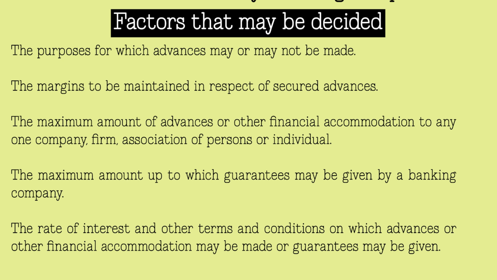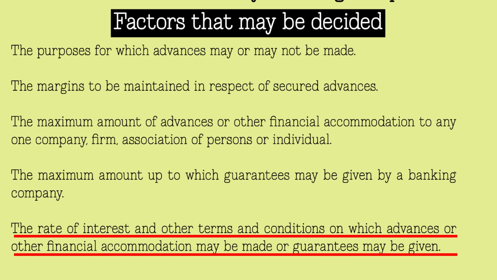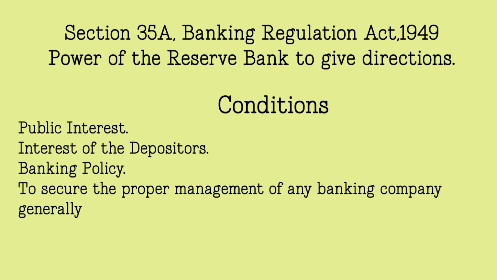And number four, they can also make clear how much maximum amount of guarantees may be given by a banking company. And last of all, they can decide upon the rate of interest and other terms and conditions on which the advances or other financial accommodations are made by the bank, and this is applicable to the guarantees also. As per Section 35A of the Banking Regulation Act 1949, the Reserve Bank is given the power so that it can give directions to the banks.